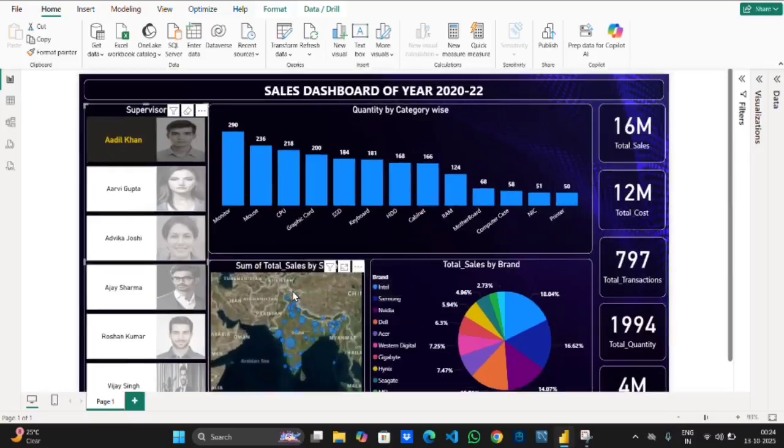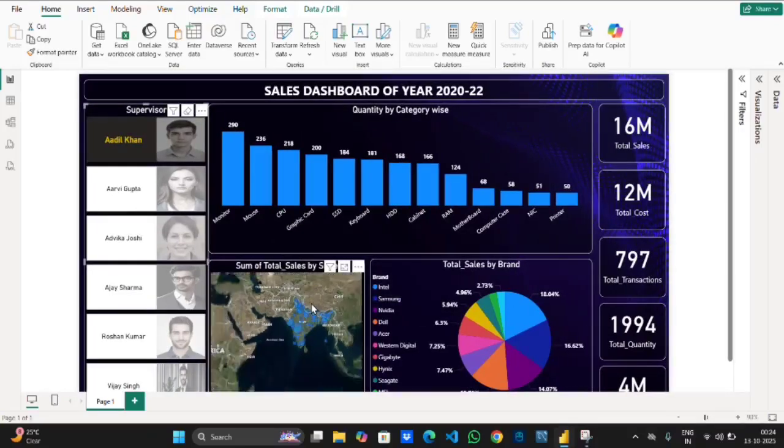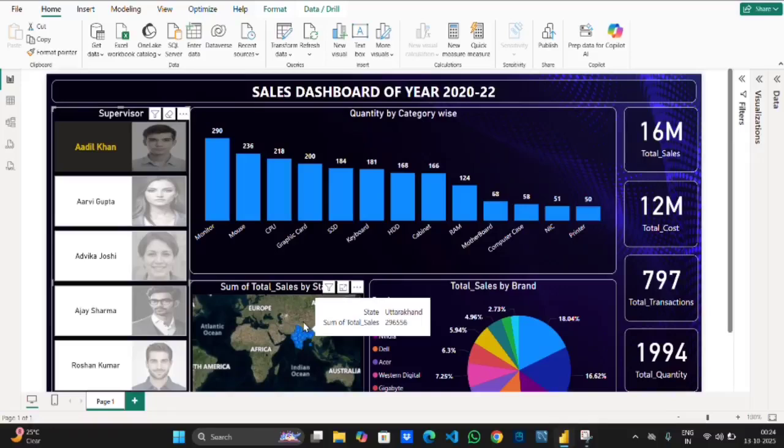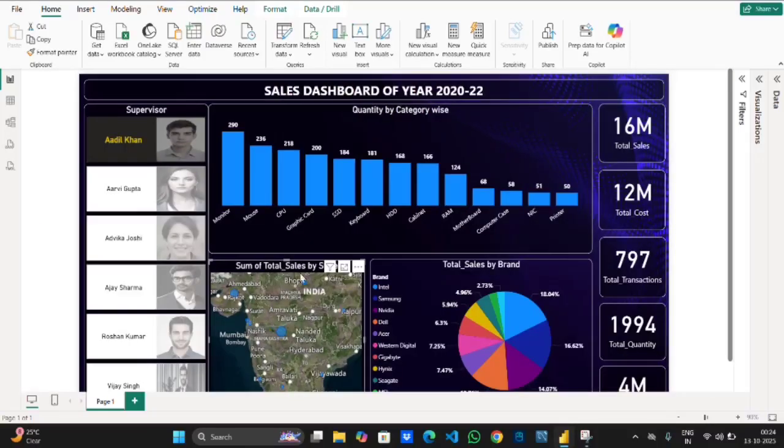Then sum of total sales by state. We use a map chart over here for this, and the map chart shows the total sales by each state. The bigger dots indicate higher sales. The most sales are from the coastal and metro areas such as Maharashtra, Tamil Nadu, and Karnataka. This helps the company understand strong and weak markets.